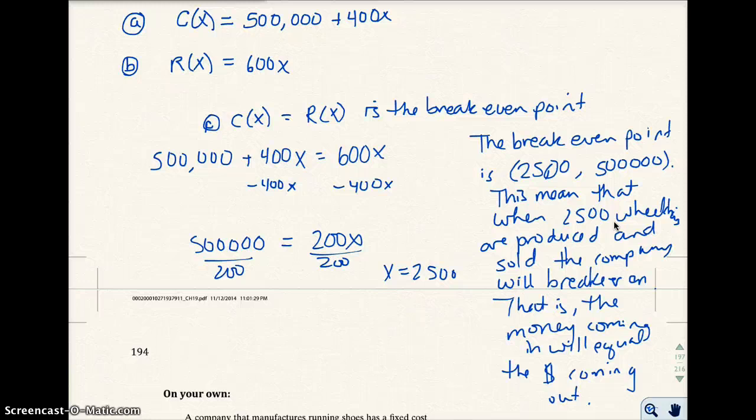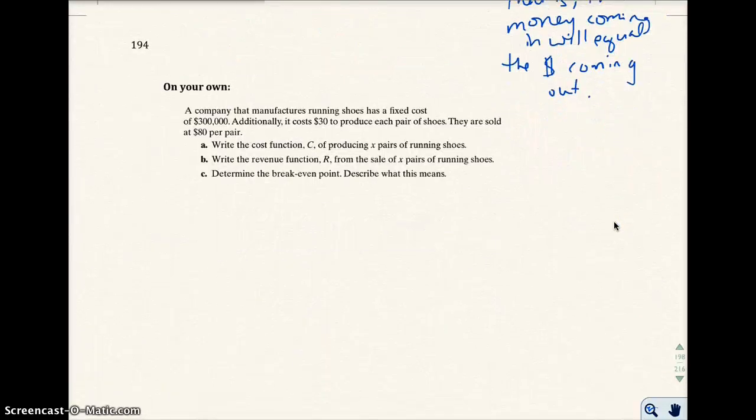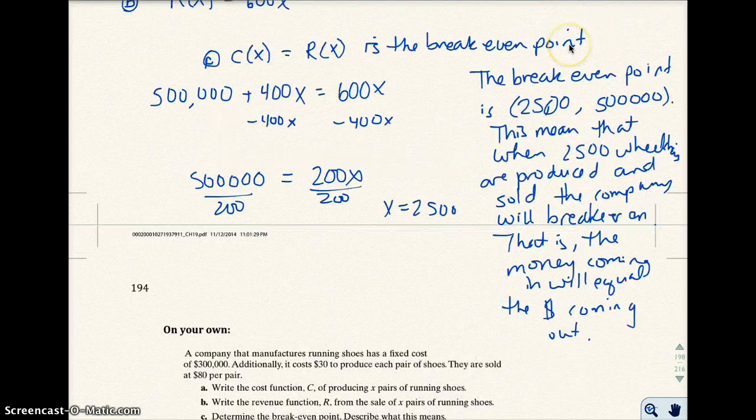Okay. On your own, a company that manufactures running shoes has a fixed cost of $300,000. It costs $30 to produce each pair of shoes, and they are sold at $80 a pair. Do the same thing: write a cost function, a revenue function, and determine the break-even point. Go ahead and pause the video and do this. Make sure when you describe what it means, you understand what that means, and then replay the video and check it.